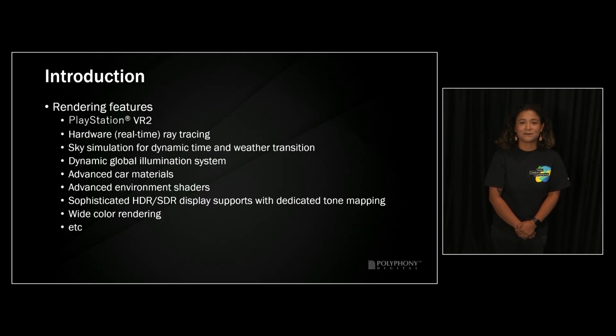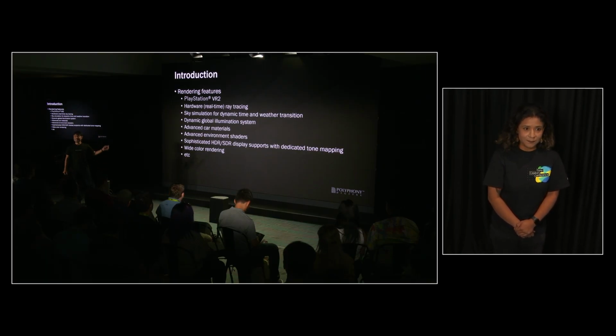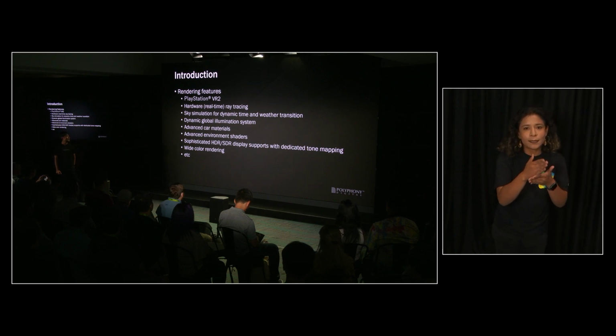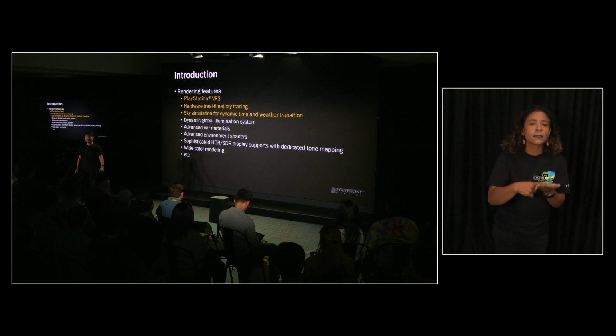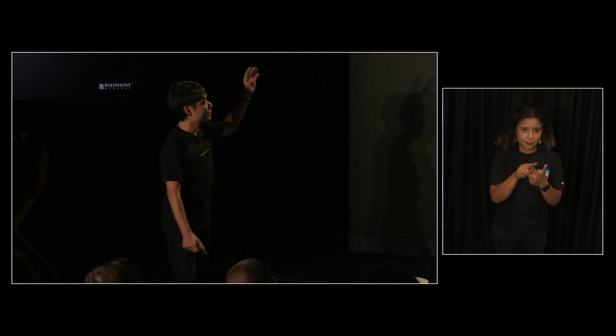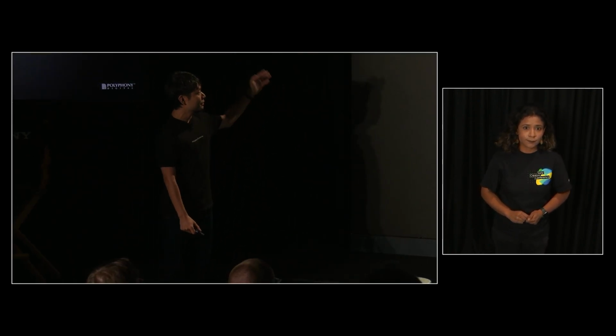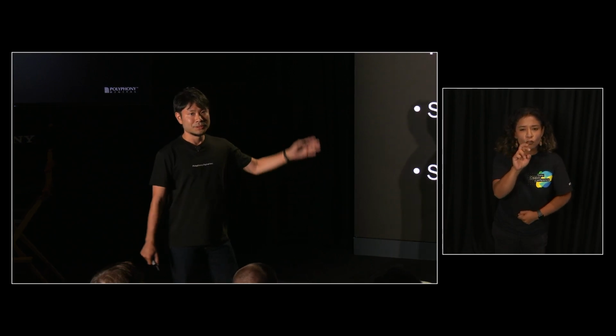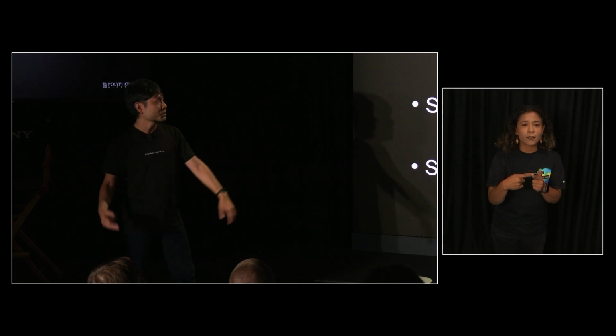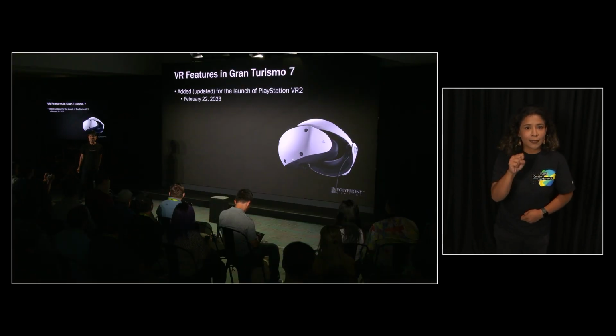So this slide shows some of the rendering features of Gran Turismo 7. As you can see, there are so many features. Today, due to limited time, I will discuss three features highlighted in yellow: PlayStation VR2 support, hardware real-time ray tracing, and sky simulation for dynamic time and weather transition. First, I will start by talking about PlayStation VR2 support in Gran Turismo 7.